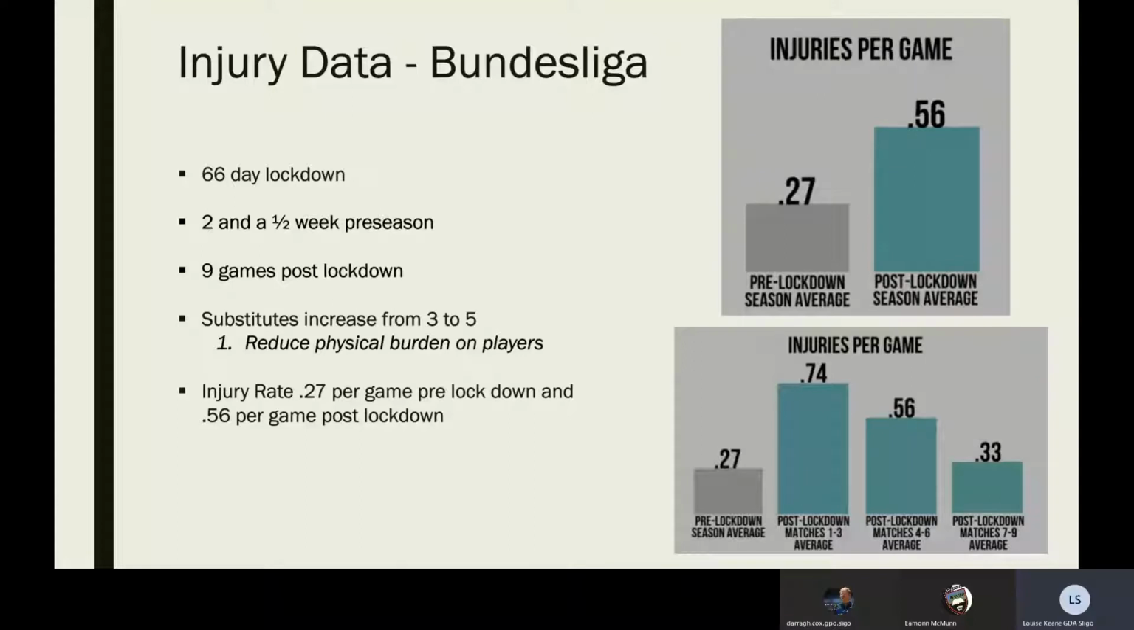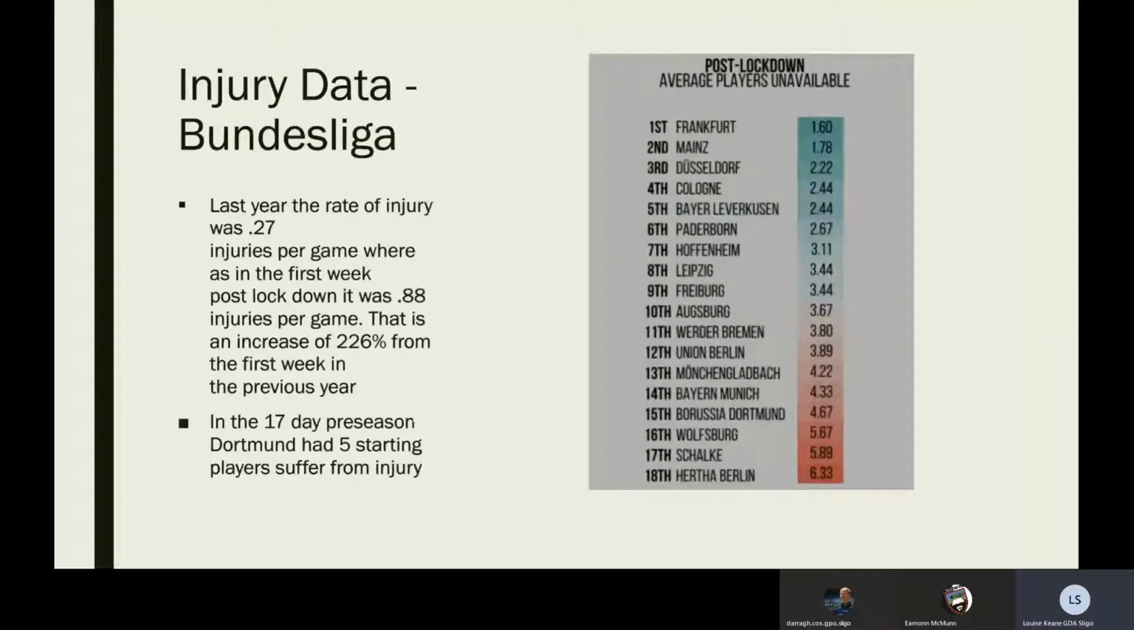Even within the first week, it actually went up. It was even higher than over the course of the first 3 weeks. In the first week post-lockdown, it was 0.88 injuries per game, which is an increase of 226% from the first week last year, which is a massive increase.